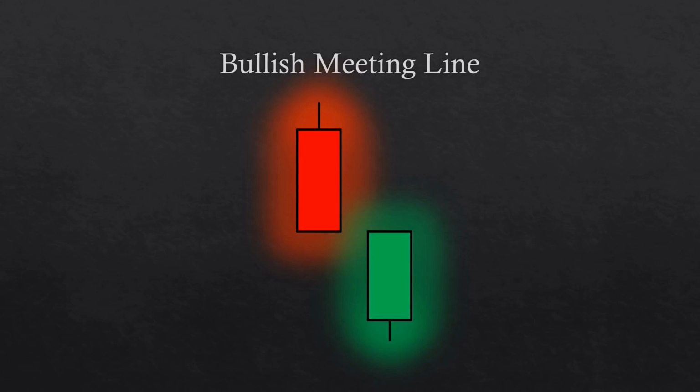The bullish meeting line also displays a gap down between the first and second candles, but unlike the piercing line, in the bullish meeting line there is no violation of the line that represents the closing value of the first candle. The logical interpretation here is that buyers are strong enough to fill the gap created by sellers, but they are not strong enough to violate or pierce the closing line of the first candle. In other words, the closing line of the second candle meets the closing line of the first candle, hence the name of this pattern.